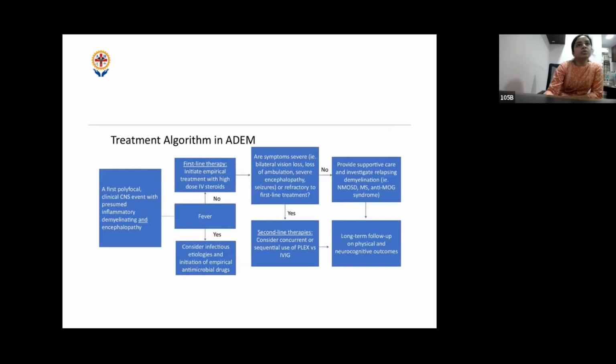So the treatment algorithm includes, in any child with ADEM, supportive management like neuroprotective measures, treating infectious etiologies if any, and if bacterial infection is present, starting antimicrobial drugs, controlling fever. First line treatment includes pulse dose steroids. If there is no improvement with first line management, we should go to second line management, that is IVIG or plasmapheresis. Other supportive treatment should include physiotherapy and neurorehabilitation.